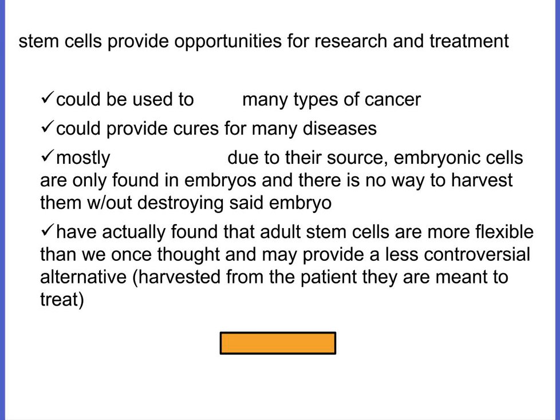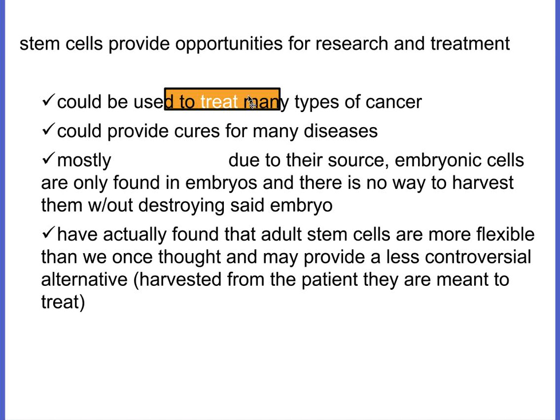Otherwise, all this stuff, stem cells provide opportunities for research, obviously. They could be used to treat many different kinds of cancer because, again, once you get rid of that tumor, you might need to repair that tissue, right? And stem cells would be good for that, right? They could provide cures for many diseases. It's possible maybe to fix things that don't work so that that person's body can now do the things it's supposed to be doing.